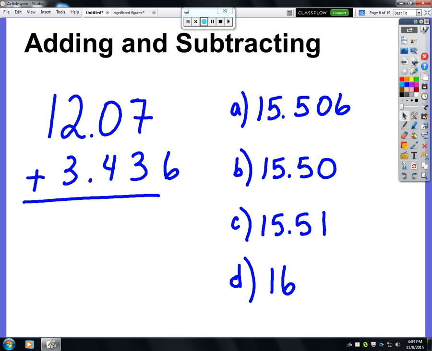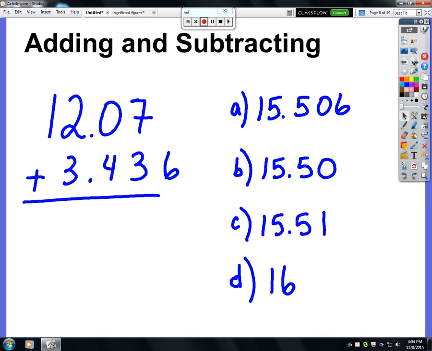I'm going to do a couple of examples, and then we're going to go over to multiplying and dividing, and then I'll combine them. When you first learned how to add and subtract, you lined up your decimals. That's what you're going to do. When I add and subtract using significant figures, I have 4 choices over here: A, B, C, and D. And depending on the rounding rules your teacher gives you, the right answers may vary.